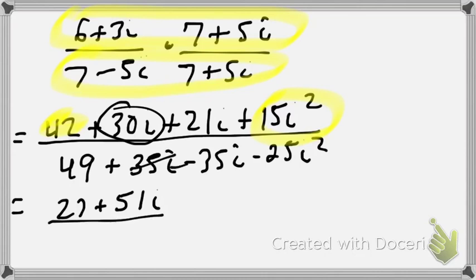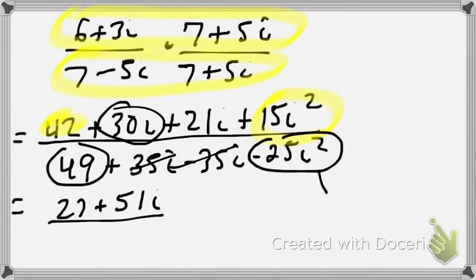On the bottom, the 35i and the negative 35i cancel. So I have 49, and then I have a negative 25i squared. That's negative 1. So negative 25 times negative 1, that's a positive 25. So we have 49 plus 25. That's going to give us 74.